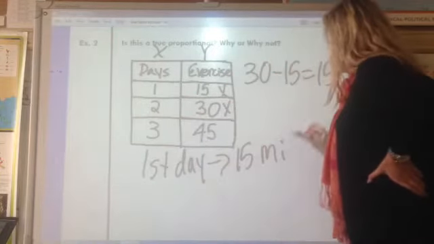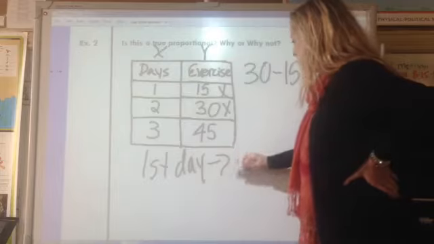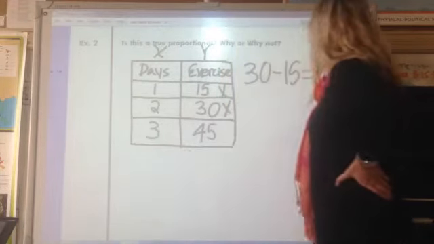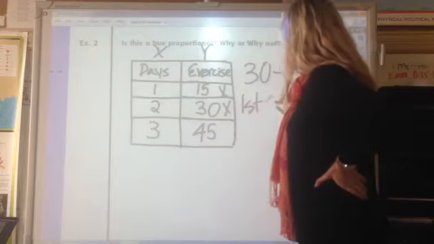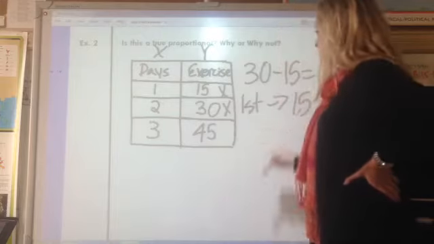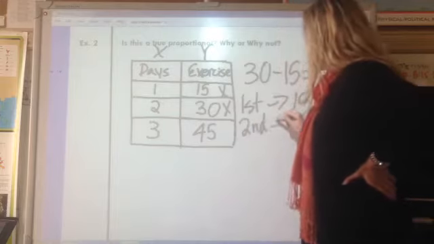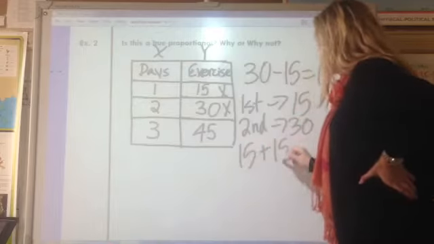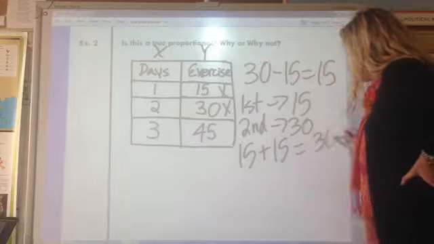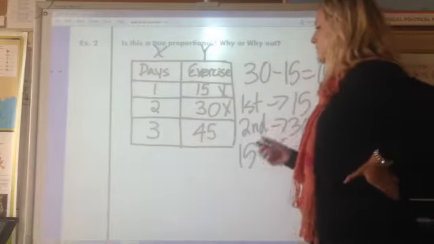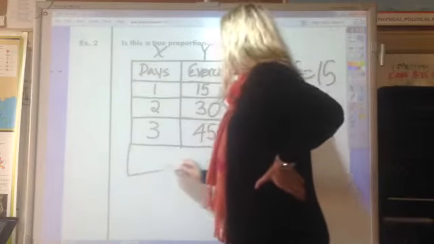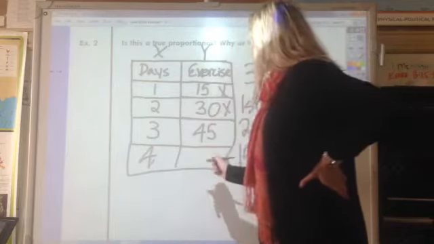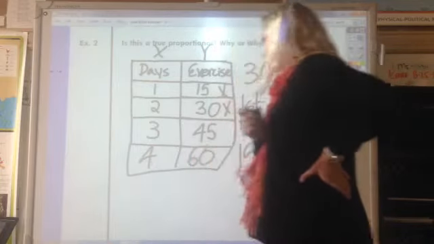Well, just by looking at this table, this is pretty simple. It absolutely does. Because if the first day she exercises for 15 minutes, and then the second day she exercises for 30 minutes, 15 plus 15 equals 30, so yes, this relationship is proportional. If I wanted to add a 4th day, and she keeps going at the same rate, on the 4th day, she should exercise 60 minutes.